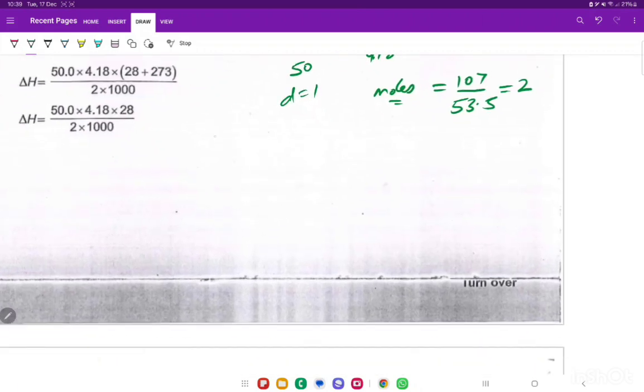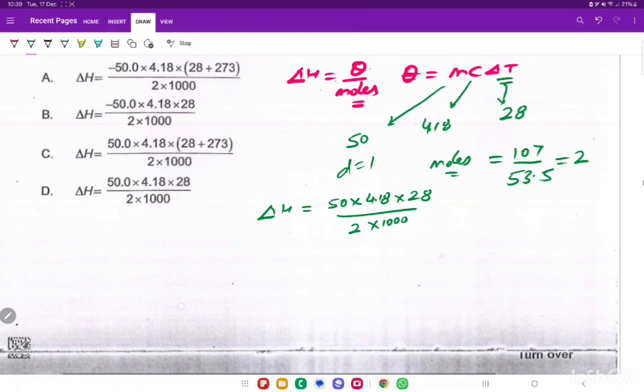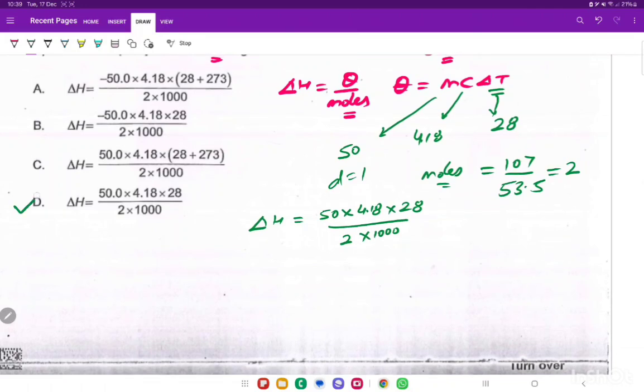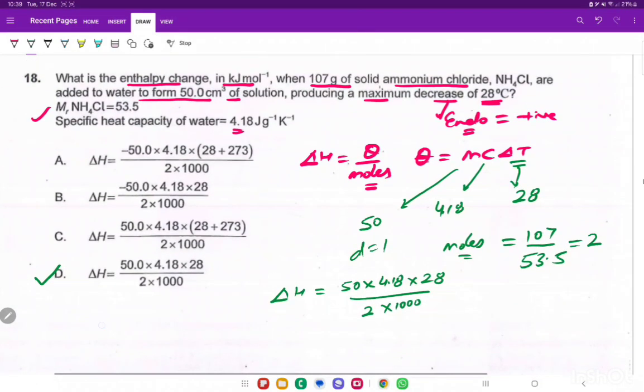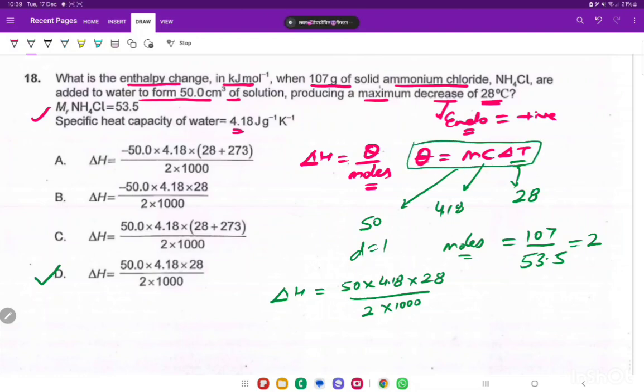Thus delta H will be 50 m C, which is 4.18, into delta T, which is 28, upon moles, which is 2, and we want it in kilojoules, so divided by 1000. The option which fits is option D. It's an endothermic reaction. We first find Q, and then we divide Q by moles and 1000 because we want the answer in kilojoules per mole. Question 18, answer is D.